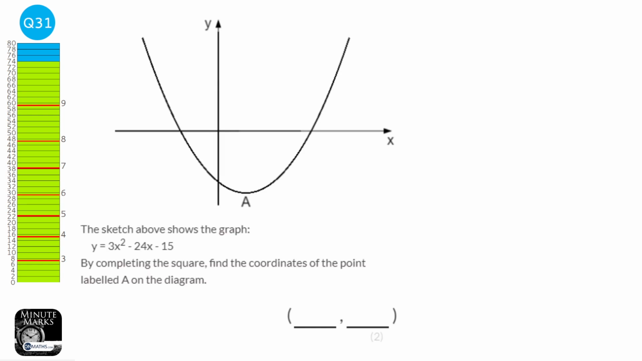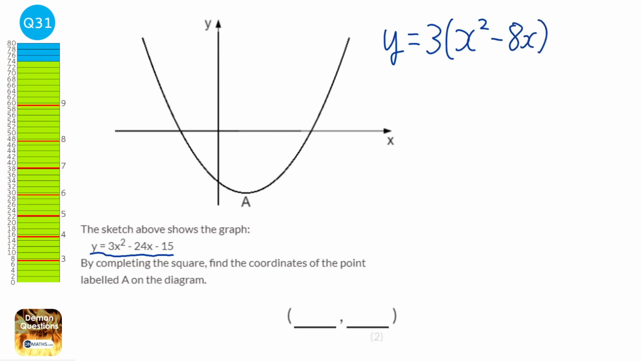So we're told to complete the square, so we're just going to get this equation here and just complete the square for it. So the first thing I'm going to do is remove the coefficient of the x squared. So we want just x squared and so on. So I'm just going to make a set of brackets, and we're going to factorise the 3 out of the x squared and the minus 24x, so that would be minus 8x. Then we've got the takeaway 15.